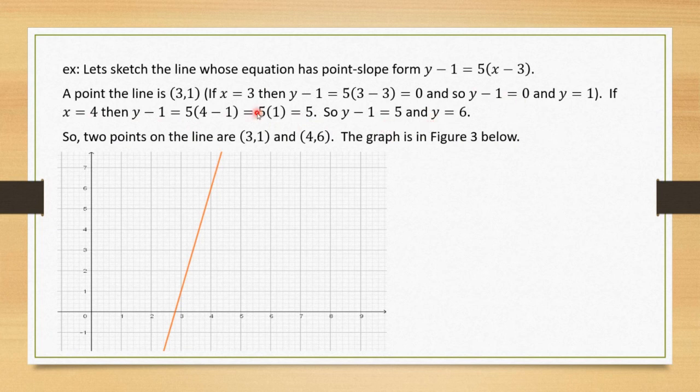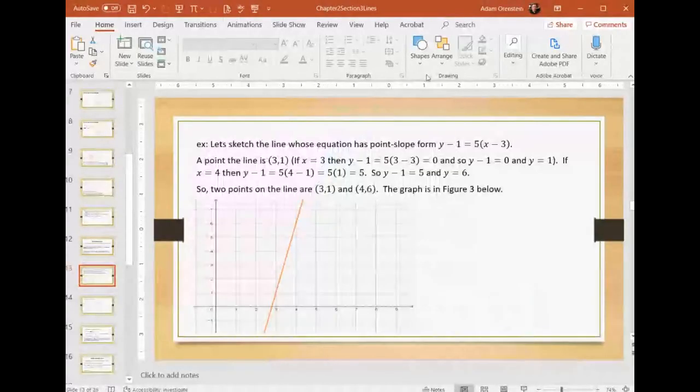So in other words, we just need 2 different points on the line. And then once we have those, we can connect them. 4, 6 is over here, 3, 1 is here. Knowing 2 different points on the line, you can easily graph the line. I really hope that's making sense.